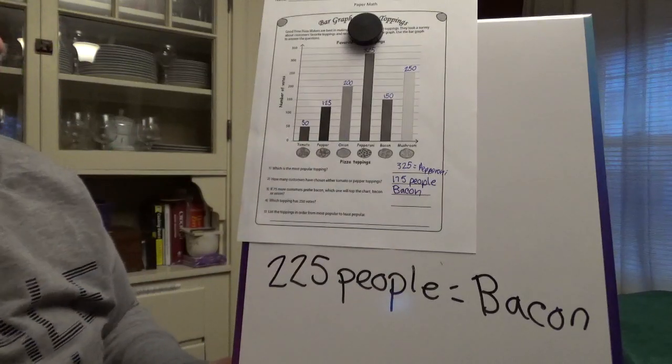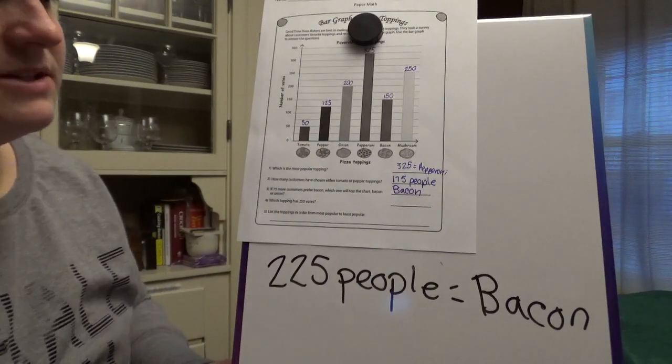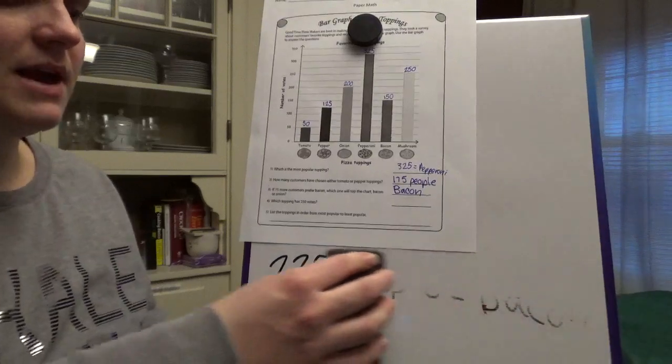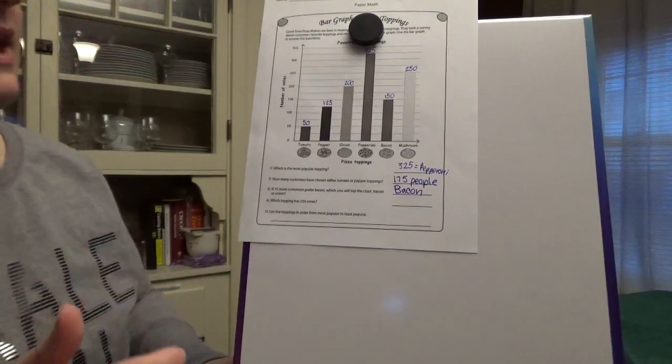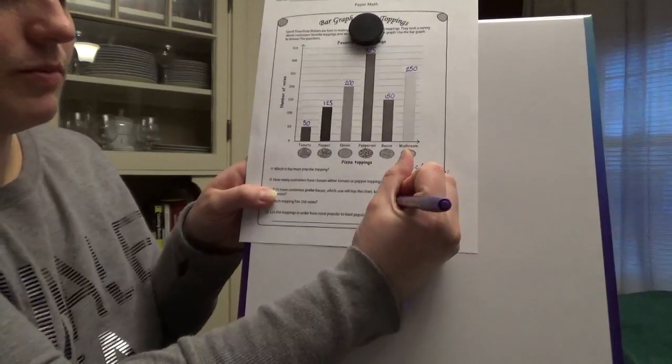Awesome. Let's take a look at number 4. Which topping has 250 votes? Because of that work that we did in the very beginning, labeling each bar, we know that the answer to this one is mushroom.